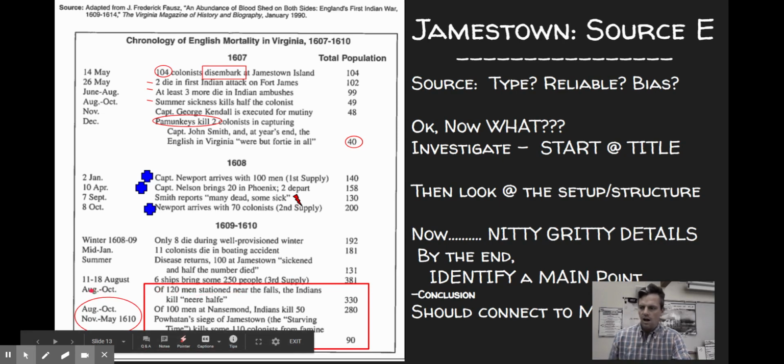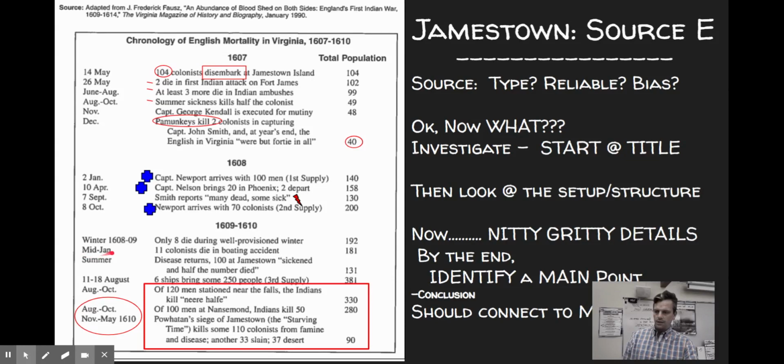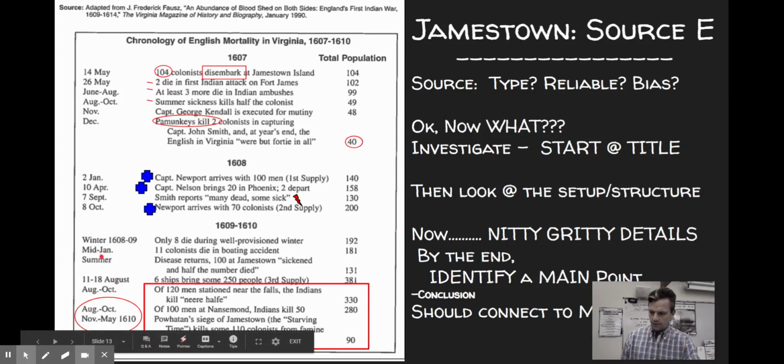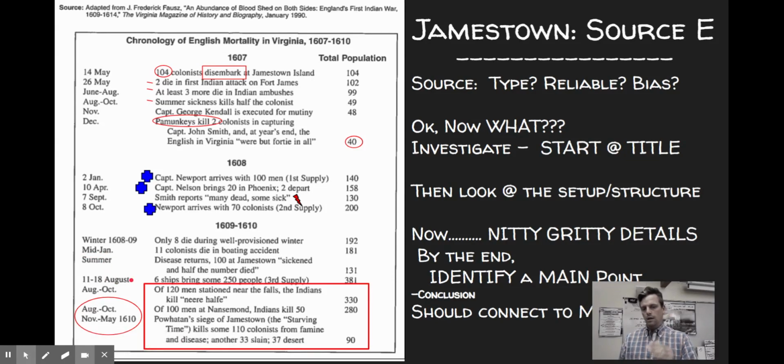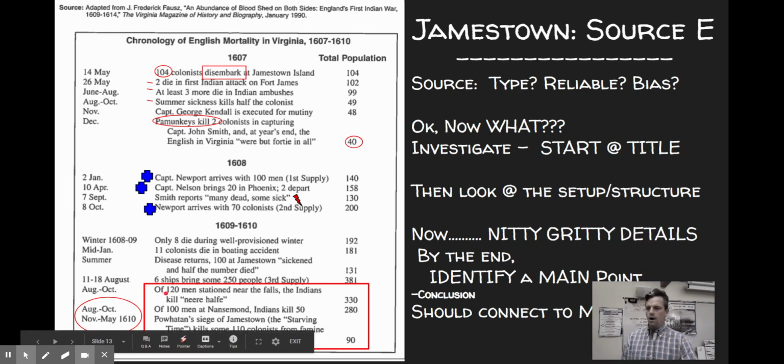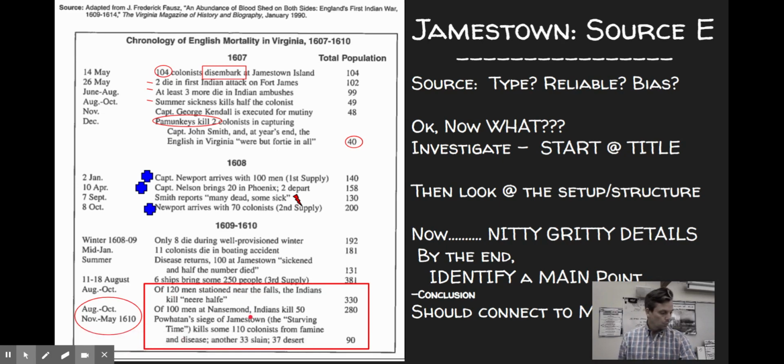Now, look, we're in August and October, so this has to be in 1609, because remember, up here was the winter of 1608, 1609, and now we're into January. So this is 1609. Everything here down is 1609. We're starting to get to late summer, early fall, August to October. Of 120 men stationed near the falls, the Indians kill near half. We have a Native American attack. This relates to the other document. This one.